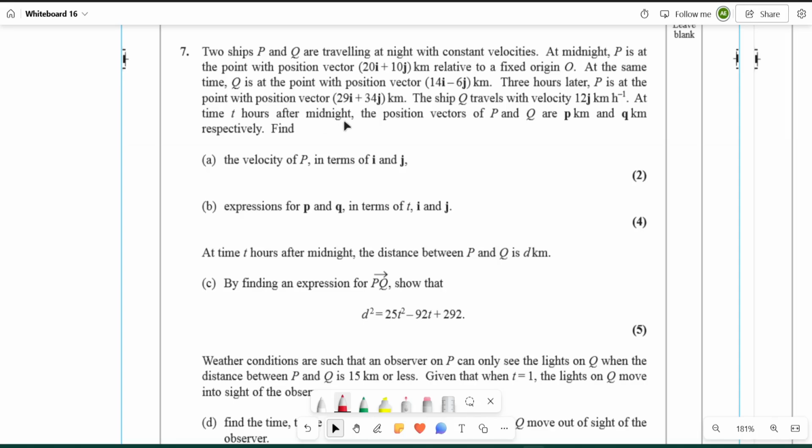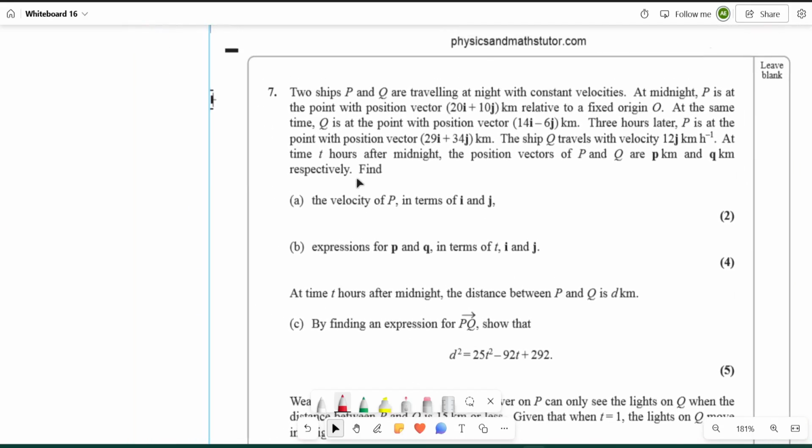At time t hours after midnight, the position vectors of P and Q are P and Q respectively. This is the general position vector equation that I told you is super important and I started it a while ago. So let's see how we can solve that. So the question wants the velocity of P in terms of i and j. Okay, so over here, I know that I have the initial position and the final position.